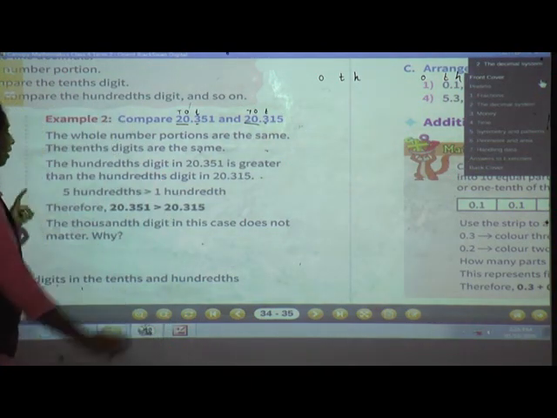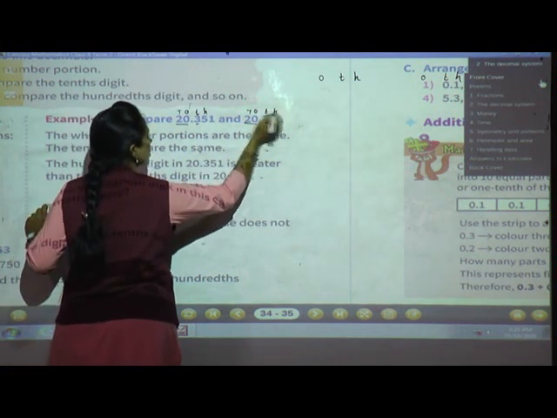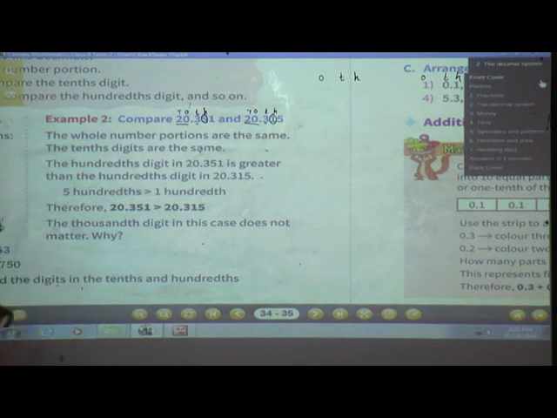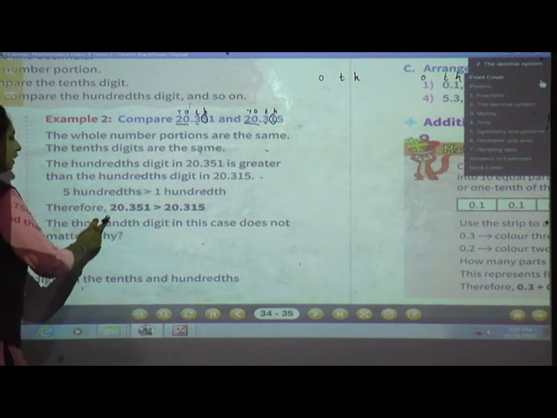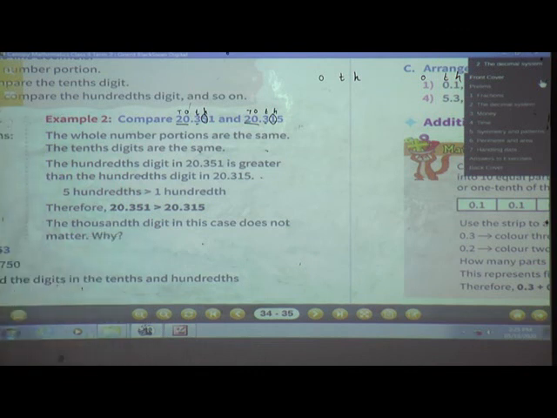Now I'll go with the next, hundreds place. Now see what is there, hundreds place, here 5 is there, here 1 is there. Yes, now I can compare. Now in the hundreds place, which is greater? Of course 500 is greater. So therefore we can say that 20.351 is greater than 20.315.